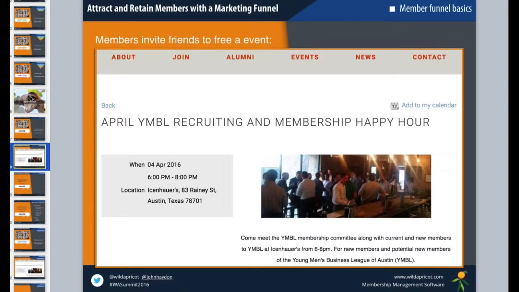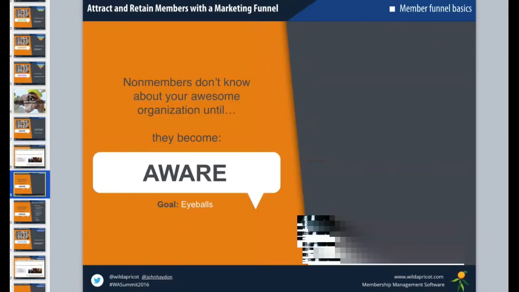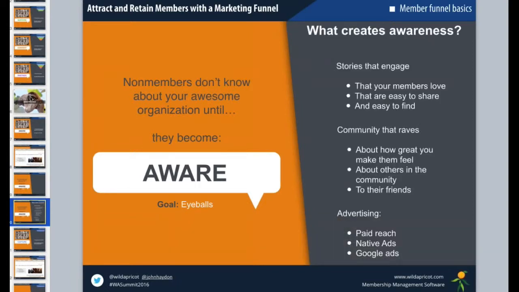That's one example. They might hear about your organization on Twitter, on Facebook, or some other way, but they're not directly connected just yet. They have not joined your email list. They are not in your database just yet. This is really where awareness sits. Non-members don't know about your organization at all until they become aware. That's always the first stage, and our goal at this stage is really eyeballs.